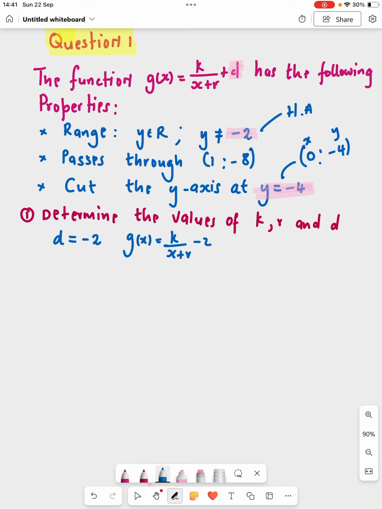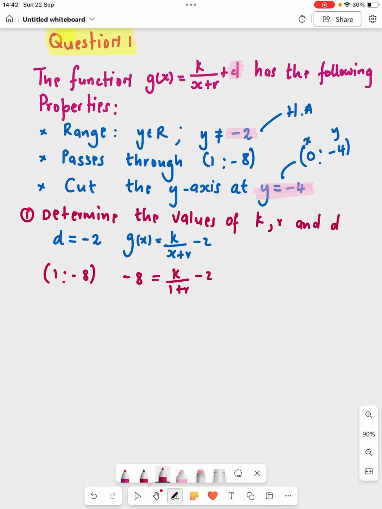Now, we need to find the value of k as well as the value of r. So there are two values that we are looking for. Fortunately enough, we do have 2 points. So we have 1 and -8. We also have 0 and -4. Let's start with 1 and -8. So at 1 and -8, our y is -8 is equal to k over our x is 1 and then plus r minus 2.